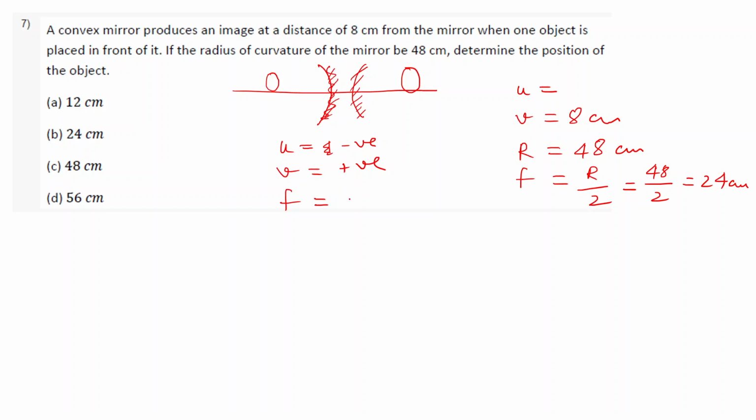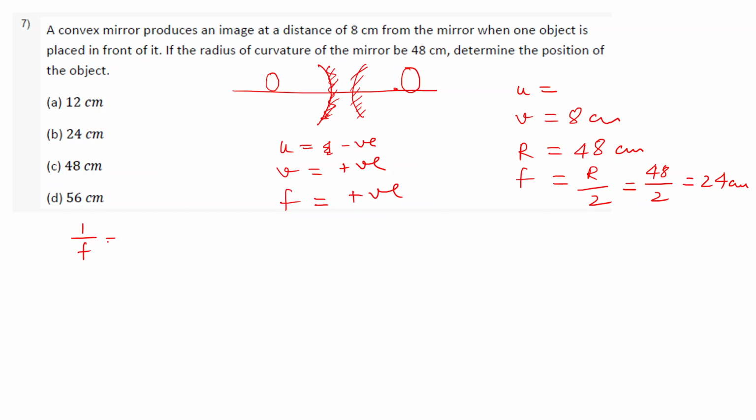So yeah, the focus here will be on this side. That means the focal length will be positive. Sorry, there are different cases, and we really need to keep in mind properly what's happening here. So u is negative, v is positive, focal length is positive. We know the value of v, we know the value of f. Now let's see what happens to our mirror formula.